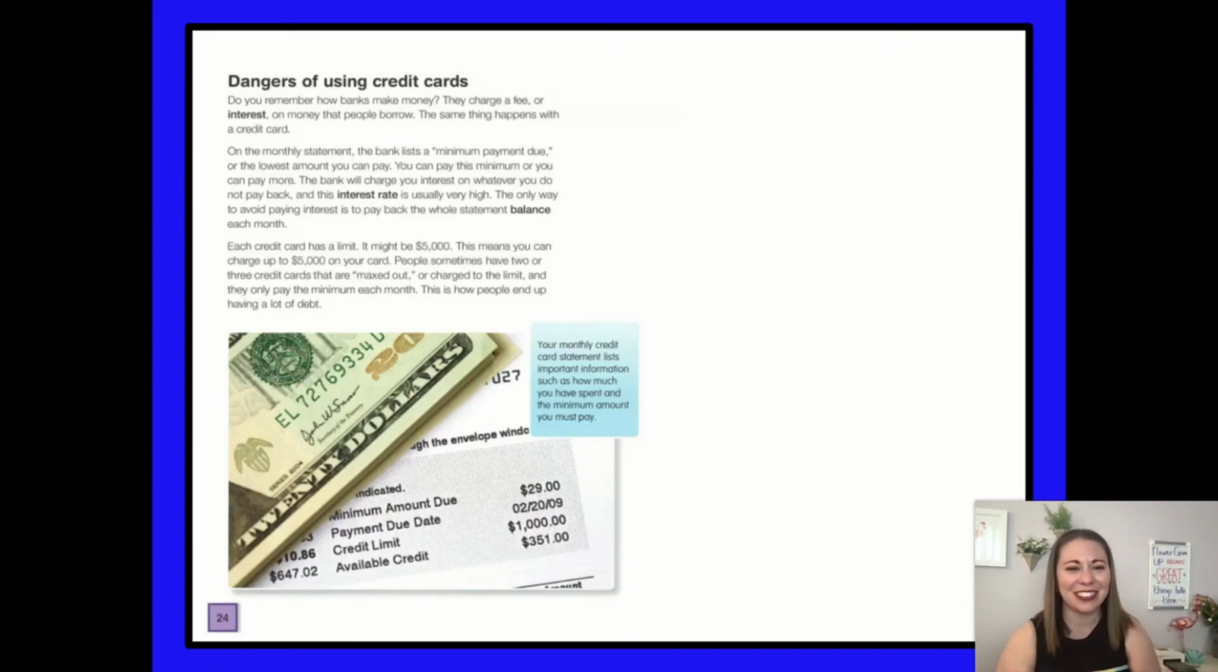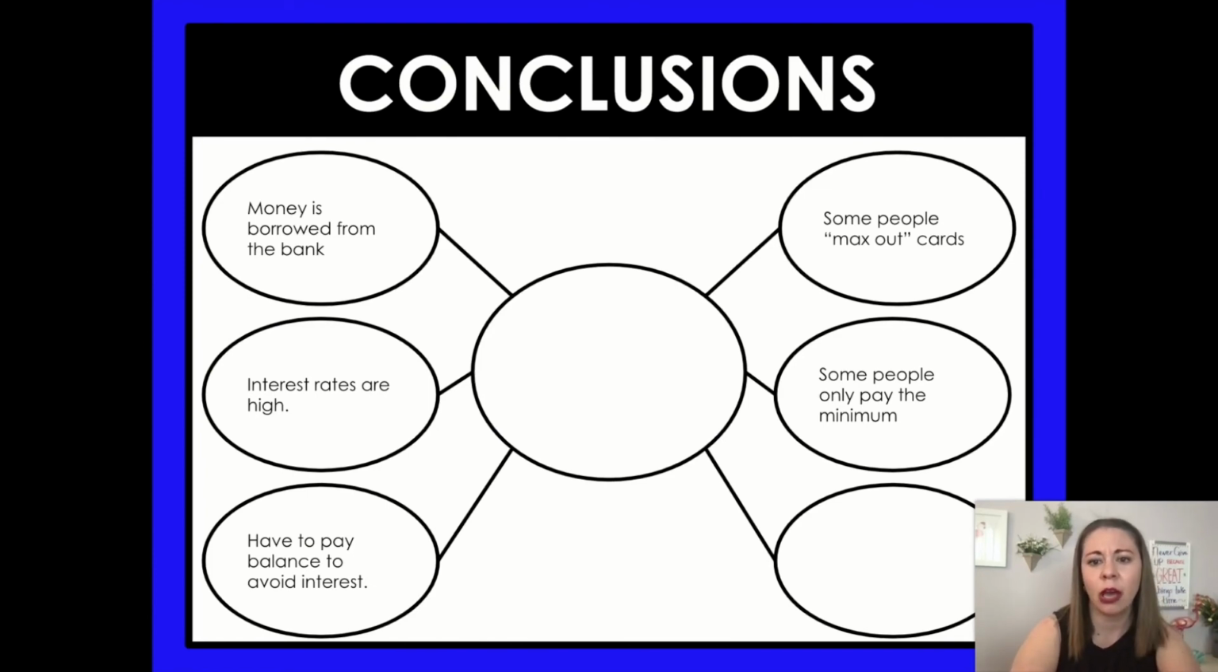All right, let's see what else we can find, guys. Here we go. Drum roll. Ooh, if you only pay the minimum each month. Ooh. And remember, we heard about those credit card troubles. If you only pay the minimum, you're going to end up paying a lot more money, and you're going to have to pay for a lot longer than you should. So some people only pay the minimum. That's a way that they could be dangerous.